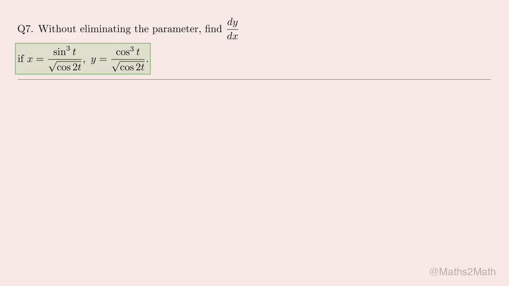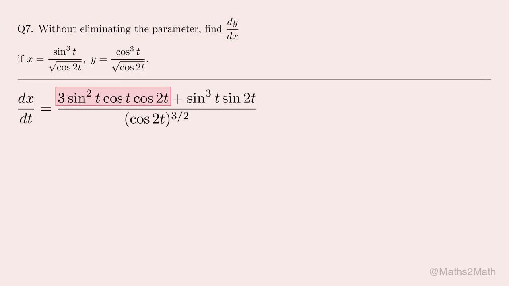Question 7. Cubes of sine and cosine over the same square root of cosine 2t, the heaviest quotient of the set. Triple angle identities will collapse both derivatives. Quotient rule on x. The numerator combines to 3 sine squared cosine times cosine 2t, plus sine cubed times sine 2t over cosine 2t to the 3 halves.